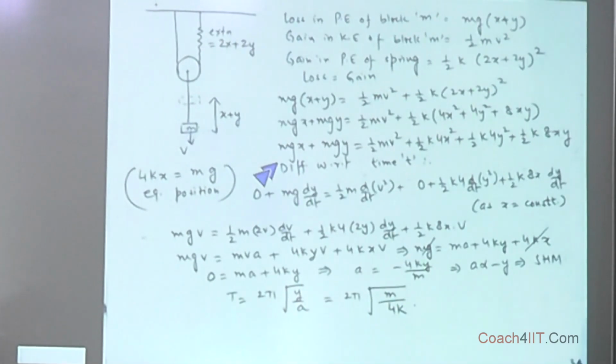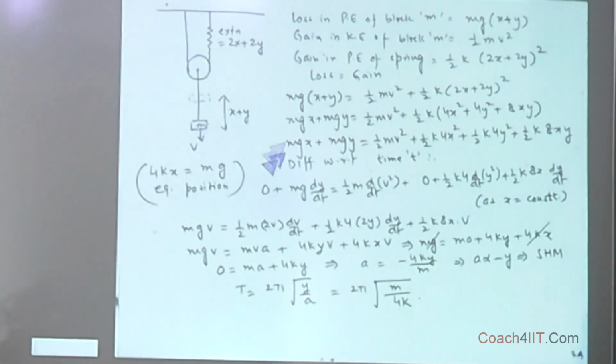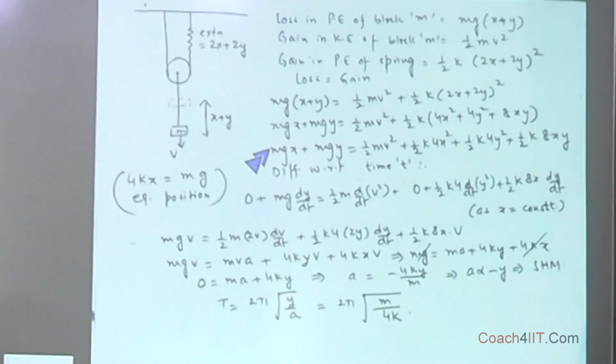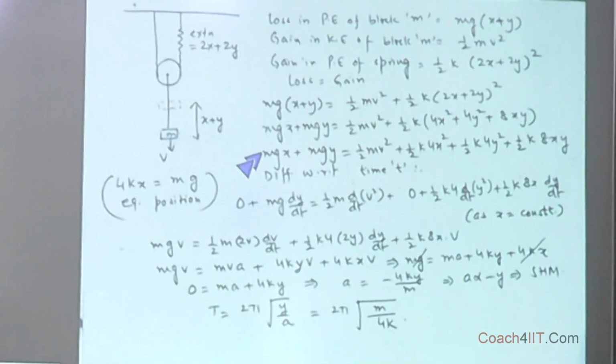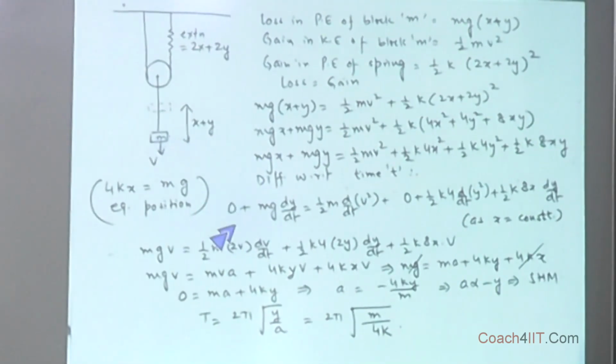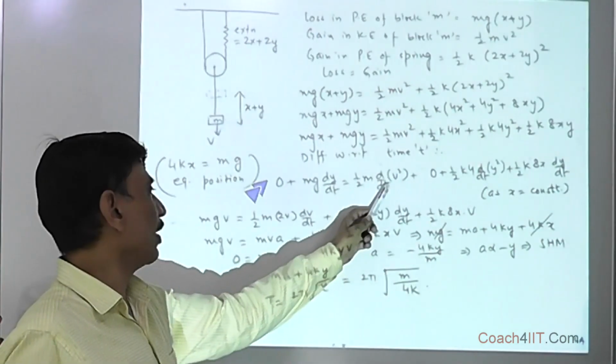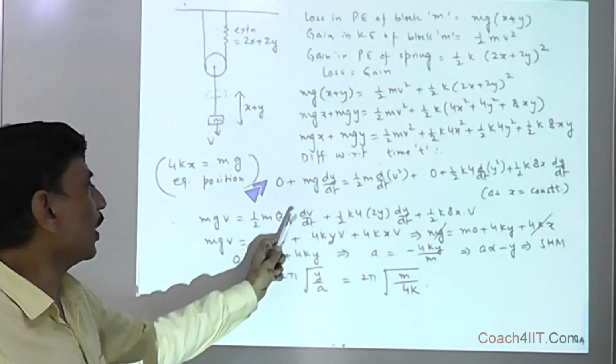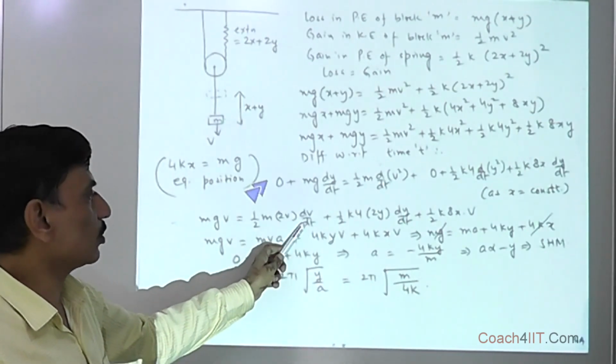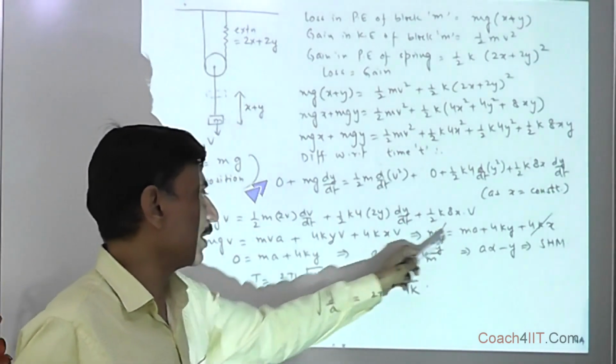Then we differentiate with respect to time. The term mgx: x is a constant because we are talking about the equilibrium position. So mgx is a constant term, and if we differentiate it, it comes out to be 0. dy by dt stands for velocity. When we differentiate the kinetic term, it comes to 2v dv by dt, and the rate of change of velocity is acceleration, and we get some expression.